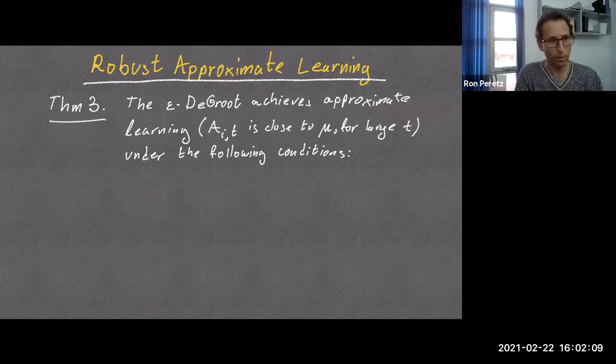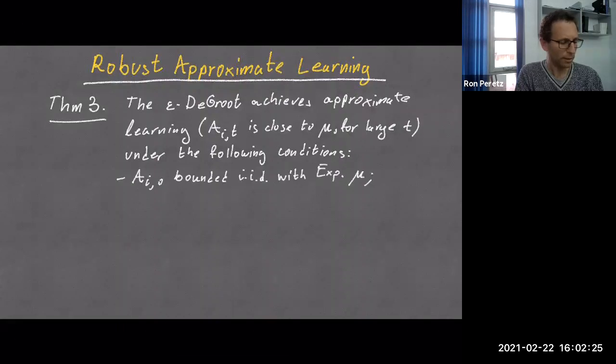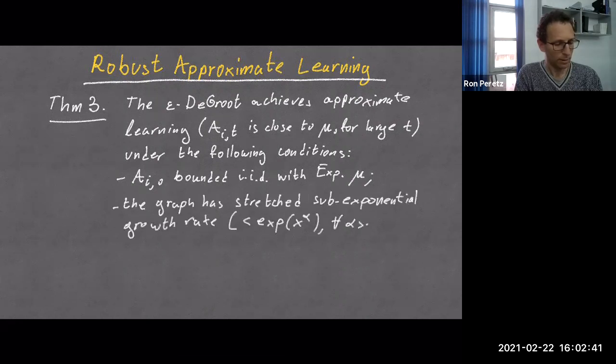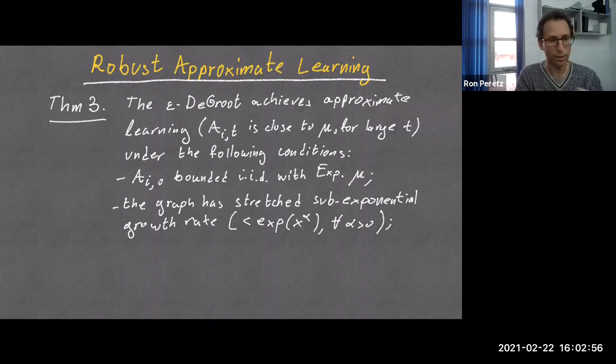Under the following conditions, now I'm going to list a very long list of conditions, and I apologize for that. I wish I could get away with some of them. So the first condition is that the initial opinions are bounded IID with expectation mu. The second assumption, the graph has not sub-exponential growth rate, but stretched sub-exponential growth rate, which means that the growth rate is smaller than the exponent of x to the alpha for any positive alpha. So it's a more restrictive assumption than sub-exponential growth rate.